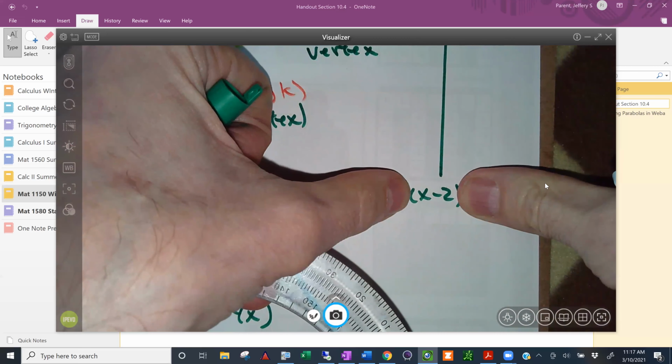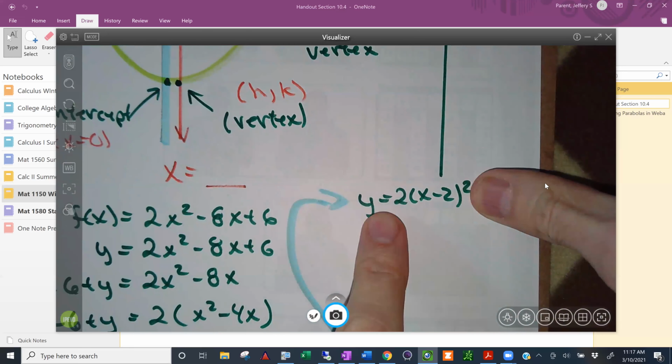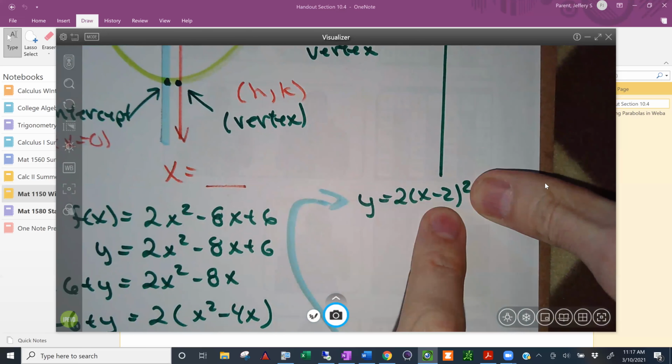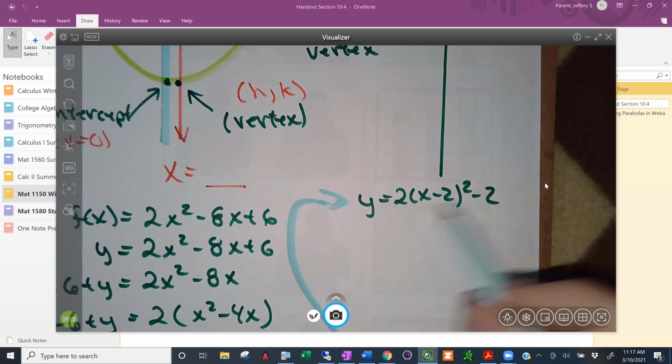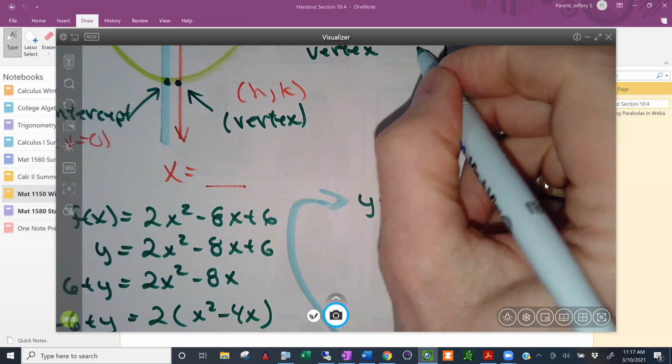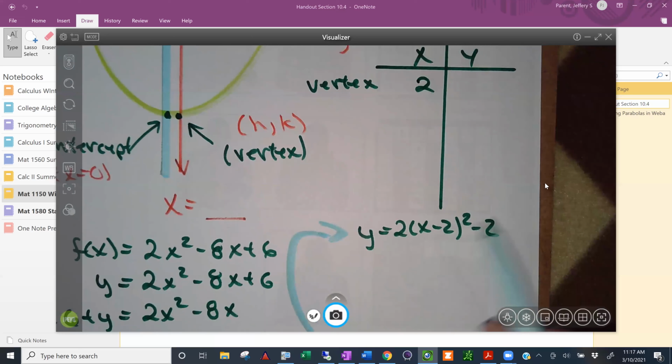What value of x? 2. And then when I square it, 2 minus 2 is 0. 0 squared is still 0. Times 2 is still 0. Wow. If I put in x equal 2, what do I get for y? What's left when I put in a 2? -2. Good. So -2. So that's the first important point that I want.